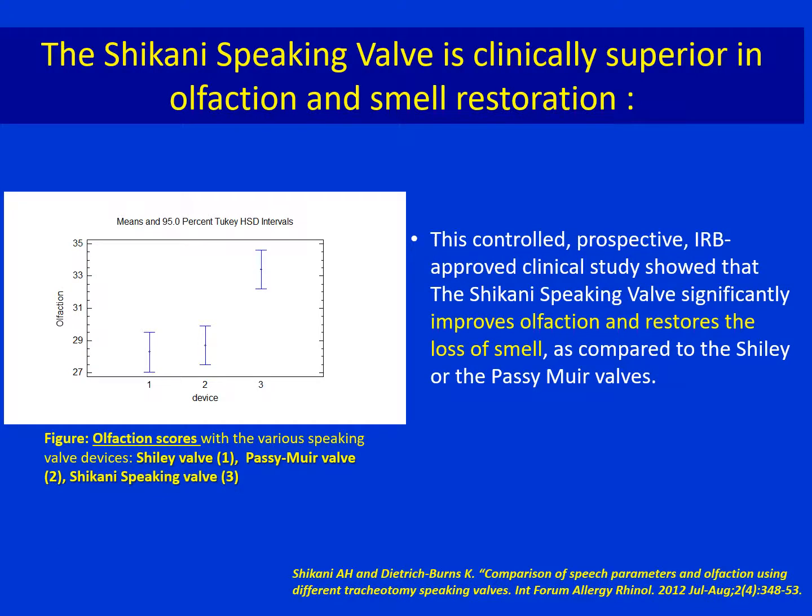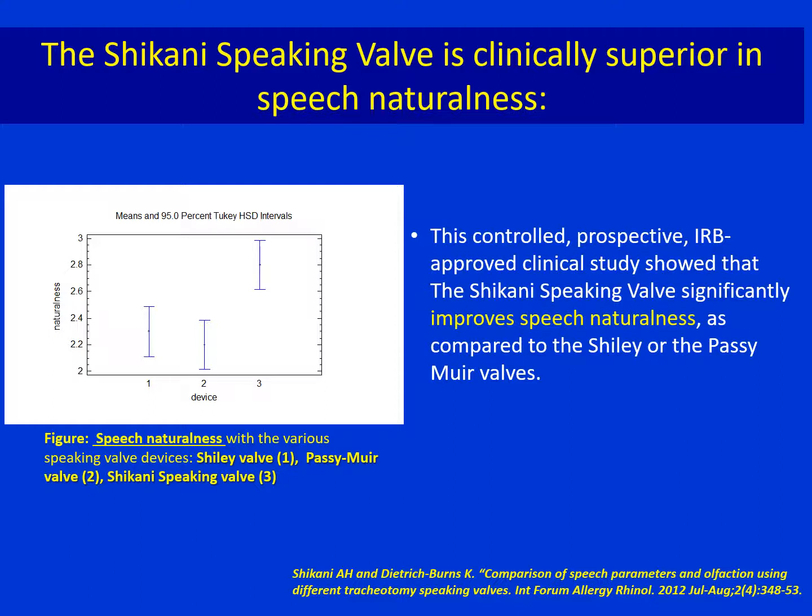An analysis of variance shows a highly significant improvement in olfaction and restoration of smell in favor of the Shikani speaking valve as compared to the Shiley speaking valve, which is number 1. The Passy-Muir speaking valve is number 2 on the graph. Same was noted with speech naturalness, highly statistically significant improvement in favor of the Shikani speaking valve, which is number 3 on the graph, versus Shiley and Passy-Muir, number 1 and number 2.